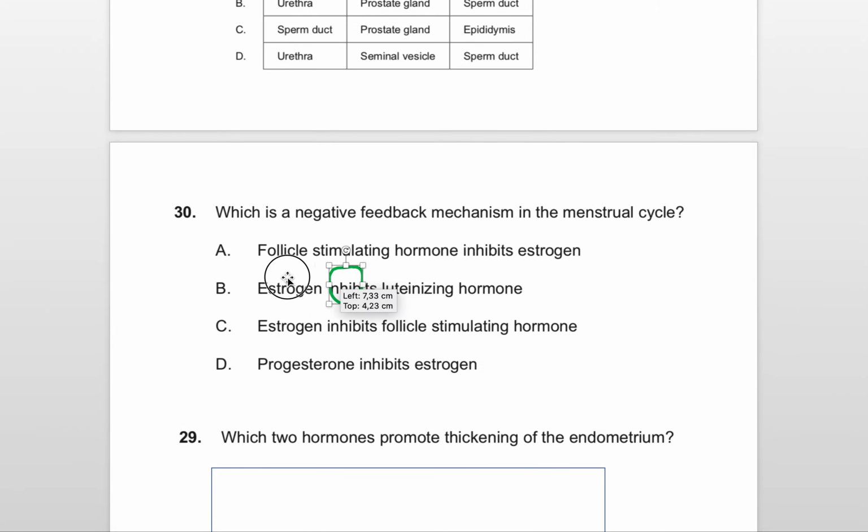Now in a situation like this where you know it's correct, make sure to go check that C and D are incorrect to make sure about your answer. So, estrogen inhibits follicle stimulating hormone. Again, same as A, they work together in a positive feedback mechanism, so this would not be correct. D, progesterone inhibits estrogen. This is just not true. They don't have any kind of relationship with each other. Progesterone, on the other hand, does inhibit FSH. If it said here progesterone inhibits FSH, it would have been correct, but it has no business to do with estrogen. So therefore, we know B is correct.